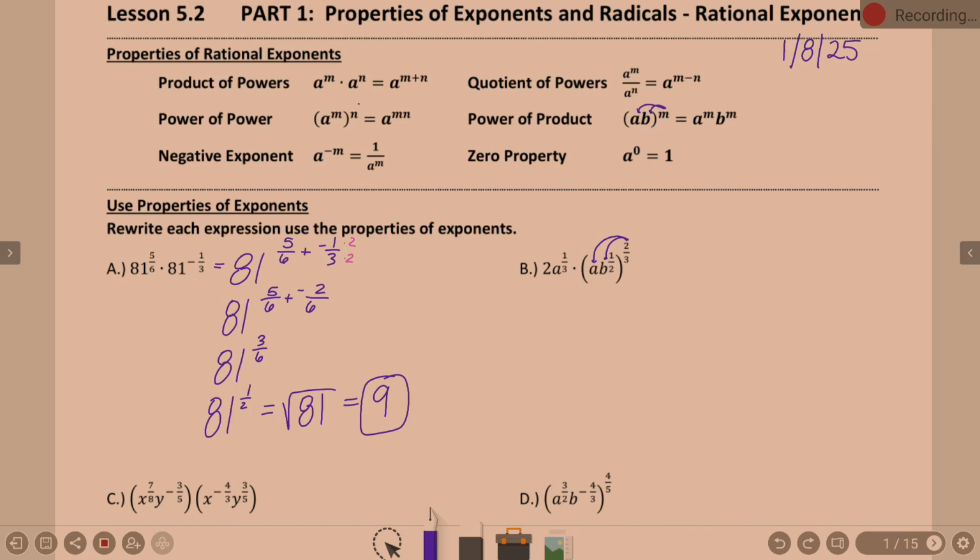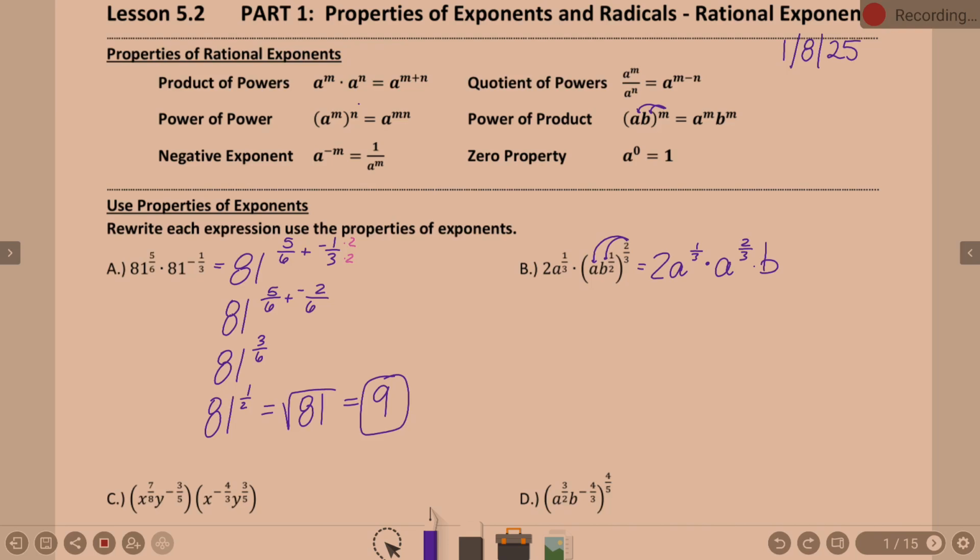The 2a to the 1/3, I'm going to keep as is right now. And then this 2/3 has to apply to the a and the b. When you apply it to the a, it's just going to become a to the 2/3. And it's going to become b to the what?